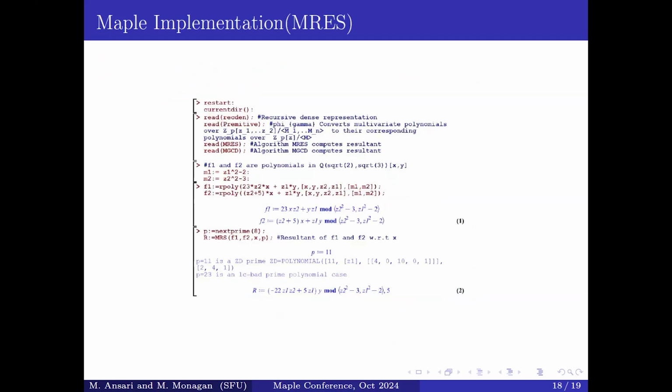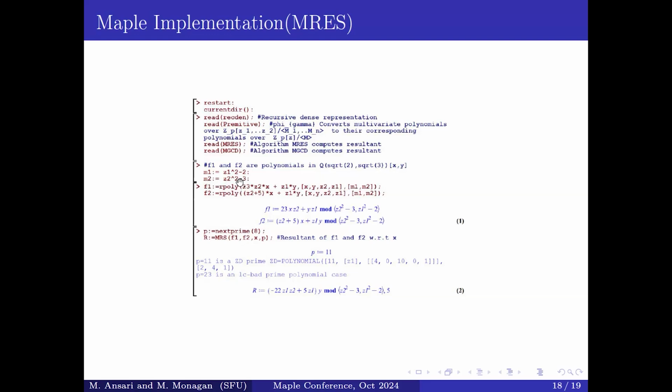Here is a demo of our MRES algorithm. As I said, we used the RecDen library to represent polynomials. It's a recursive dense representation for polynomials. This file, primitive, reads our phi gamma, and MRES here reads the code for MRES and PRES.